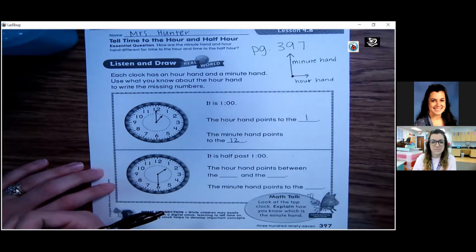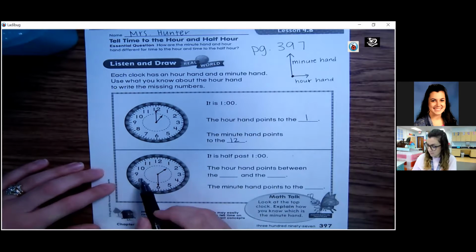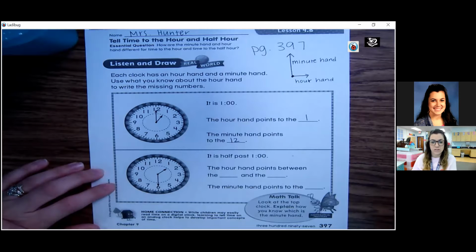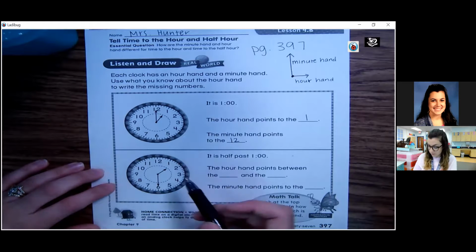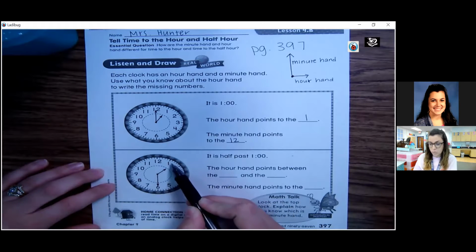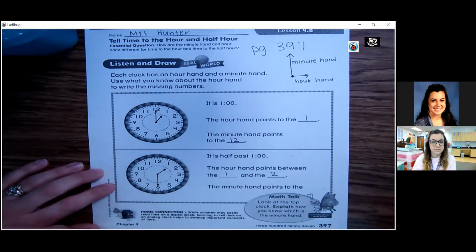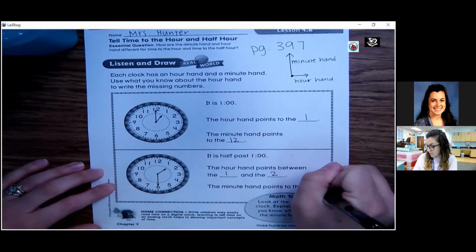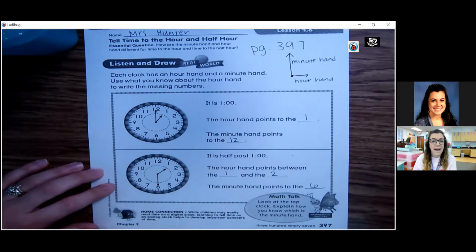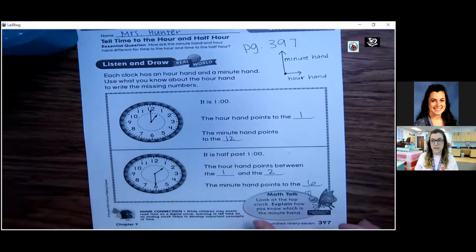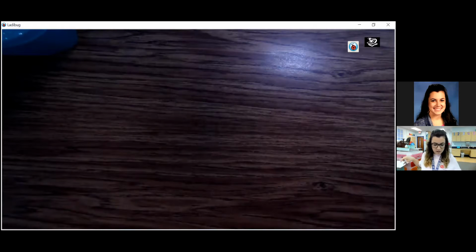Good job, you guys. Let's look at our second example. It is 1:30. We know that it's 1:30 when that hour hand is between the 1 and the 2. The minute hand points to the 6 when it is 1/2 an hour. During this recording, feel free to pause and play the video as needed. Let's look at our next page.